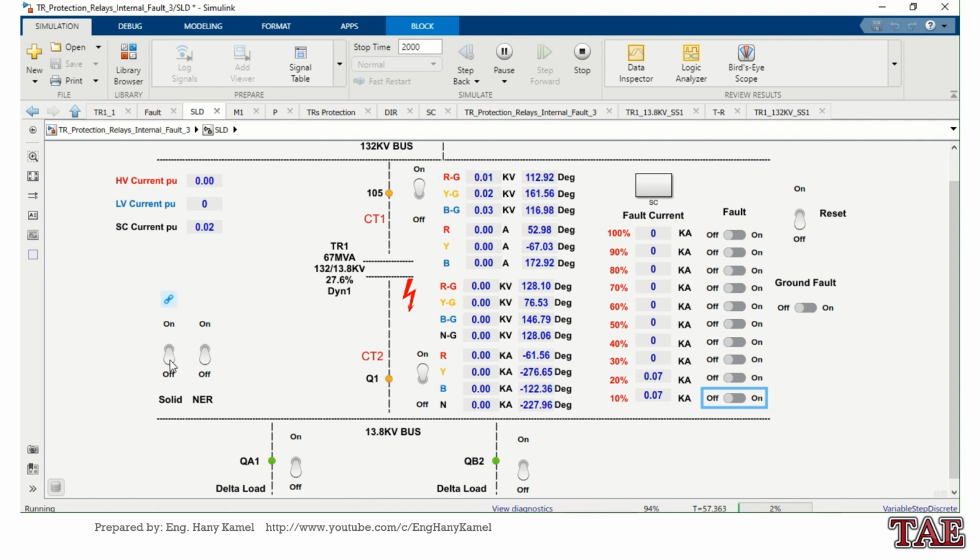Now I will make the neutral point with NER, and I will start with turn to turn fault.